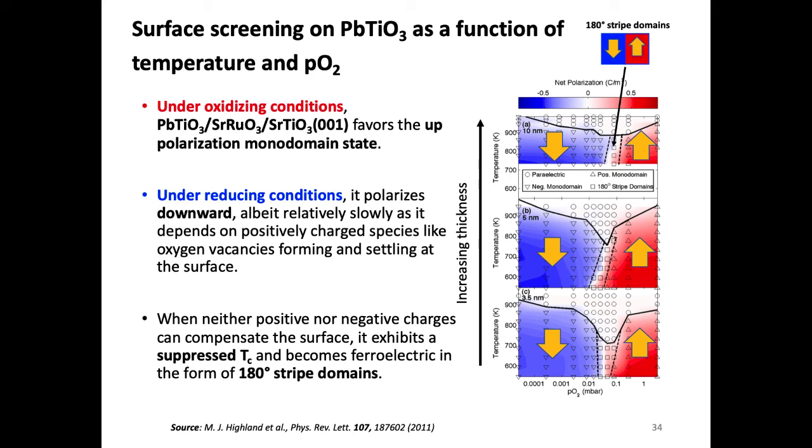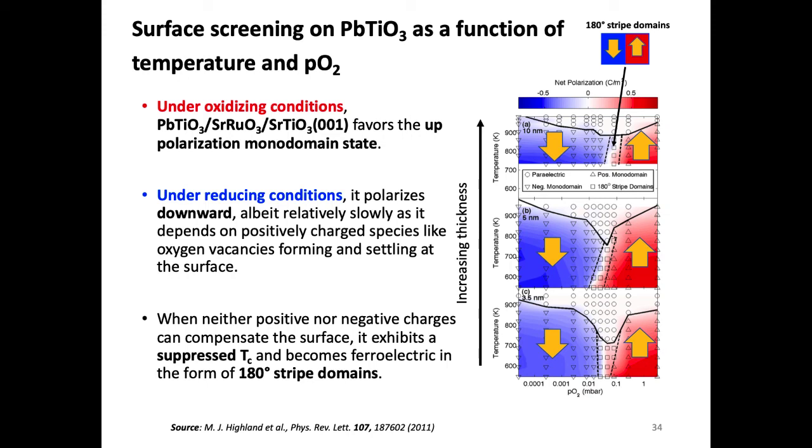As you can see from the right graph, under oxidizing conditions, the PTO, SRO, STO slabs favor an up polarization monodomain state, while under reducing conditions, it polarizes downward, albeit relatively slowly, as it depends on positively charged species like oxygen vacancies forming and settling at the surface.